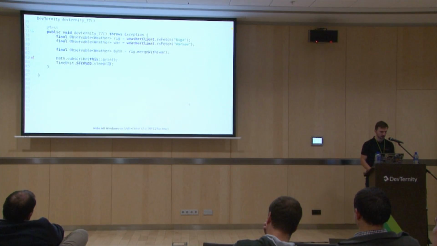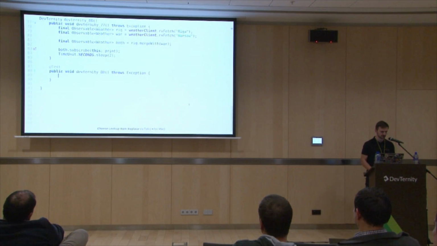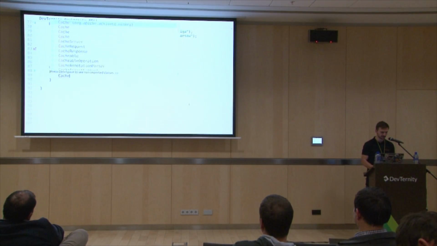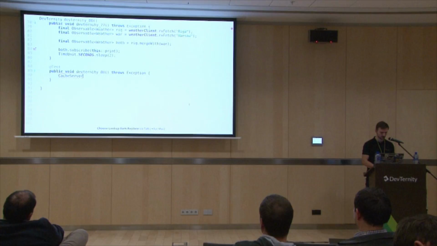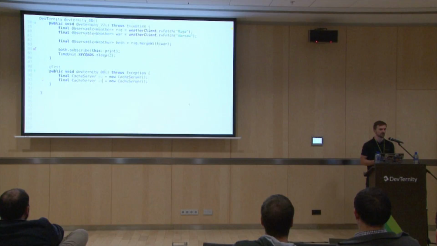So let's try another example, which is completely independent from the previous one. Imagine you have two cache servers. I happen to have a class here. One of them is in Europe, and the second one is in the US. And they are somehow replicated with each other, which means that whatever you put in one cache server, sooner or later is available in the second cache server.